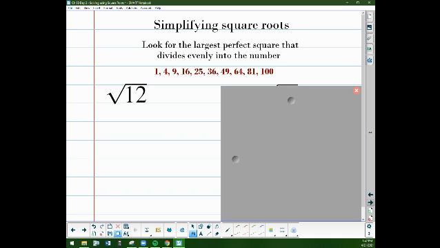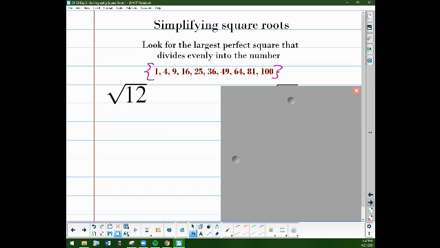Okay? So I'm looking at the number 12. In order to simplify this, I want to find the largest perfect square from my list. I have them listed right here so that we can see them. These are all my perfect squares. The largest perfect square that divides evenly into 12. Okay? 12 isn't too bad because it's a smaller number, so we can kind of find that quickly.